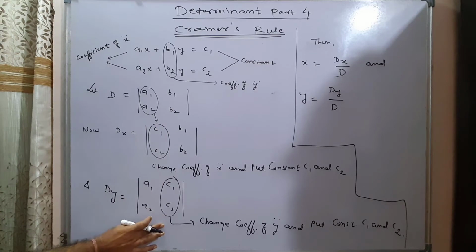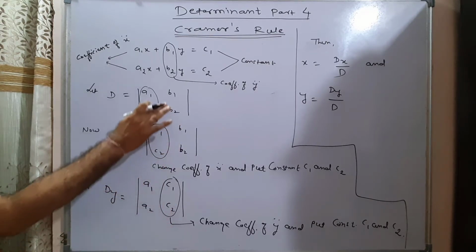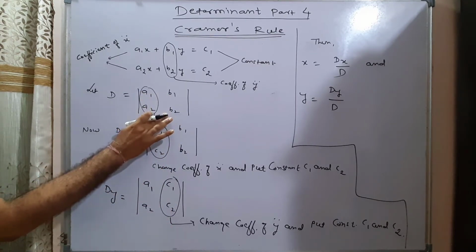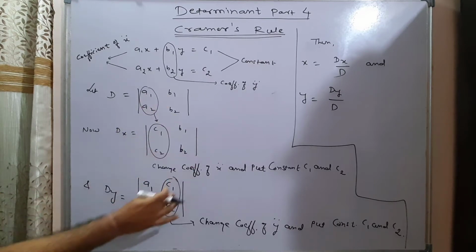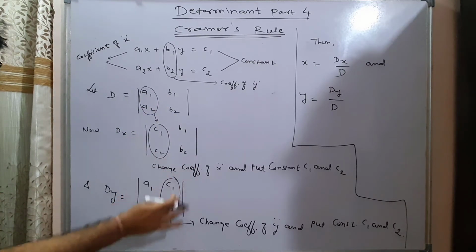Similarly, dy is equal to that determinant containing a1, a2 as it is, but you have to change the coefficient of y. What is the coefficient of y? It is b1, b2. So instead of b1, b2, we have to substitute c1 and c2.